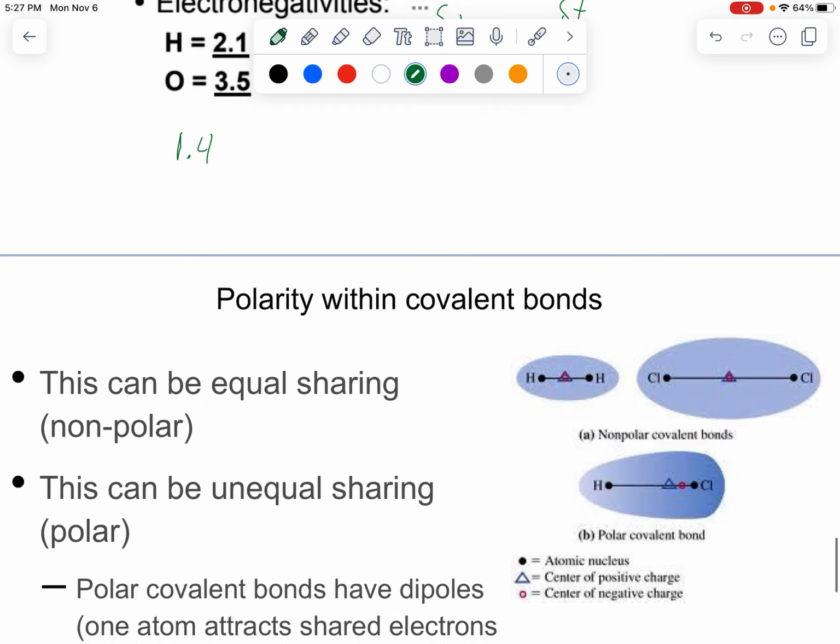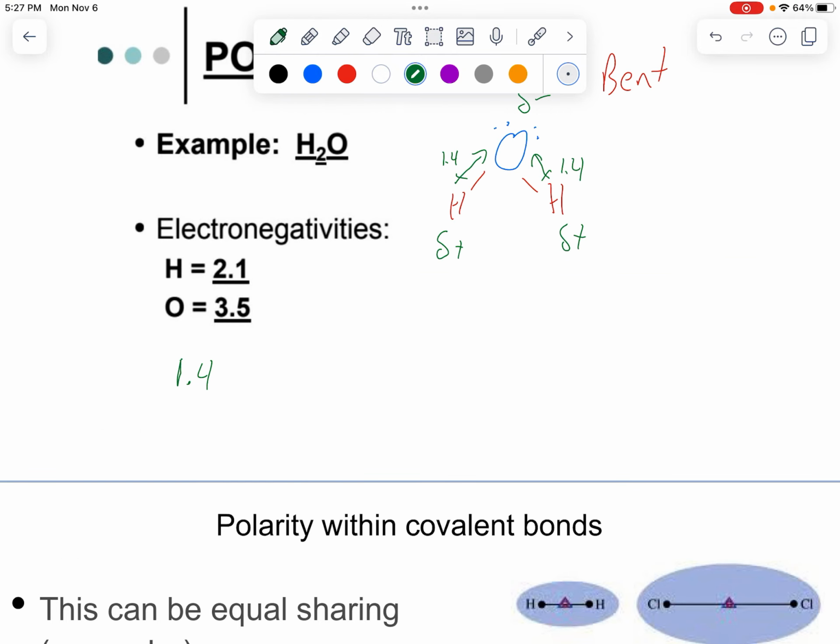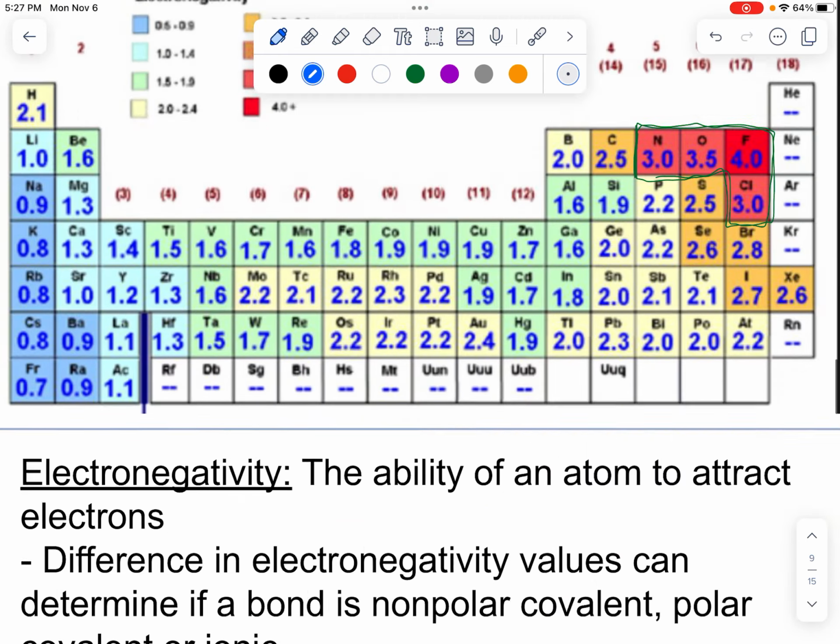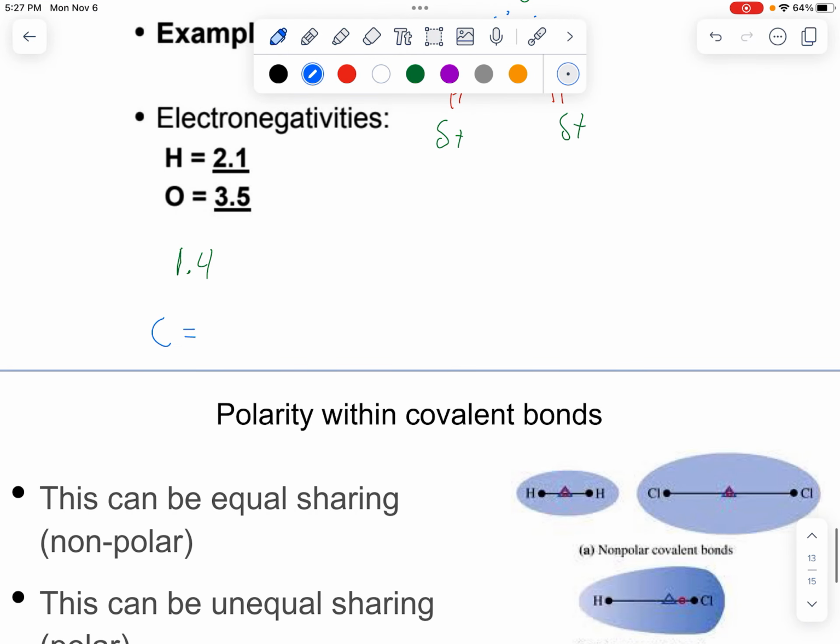Let's compare this with CO2 real quick before we move on. So CO2 also has oxygen, but it also has carbon, okay? And carbon was, what was it, 2.5, I think? Yeah, carbon was 2.5 electronegativity, right? So let's draw CO2 real quick. So CO2 would be this, and then remember carbon makes double bonds with the oxygen. So this is a linear shape, by the way, right? Because it has 2 bonding groups and no lone pairs.